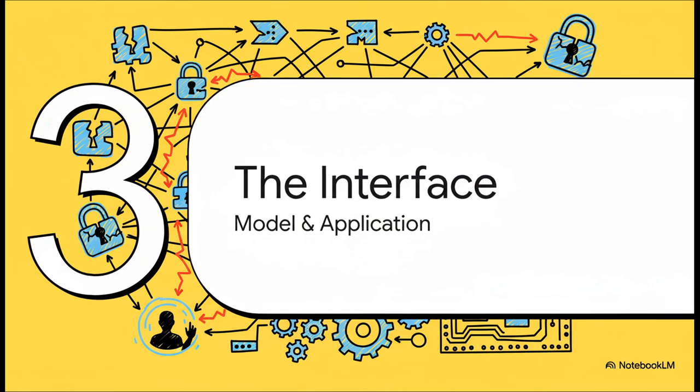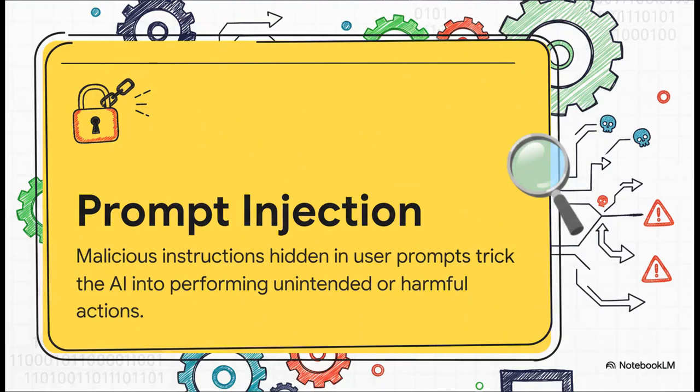All right, let's move up the stack. We're now at the model and application layers. This is where all that complex AI logic gets packaged up and actually interacts with us in the real world. It's the part we see, and it's a whole new playground for attackers. You see, because we talk to these AIs in plain English, we've accidentally created a brand new kind of attack called prompt injection.